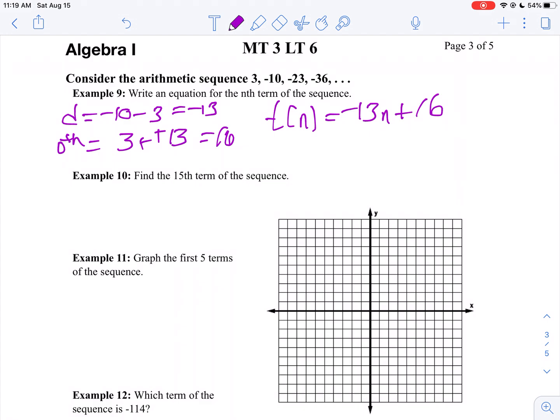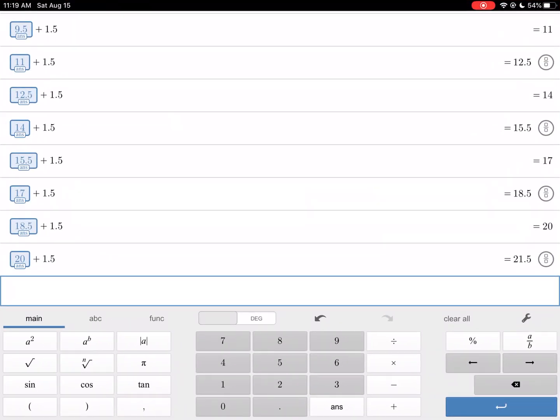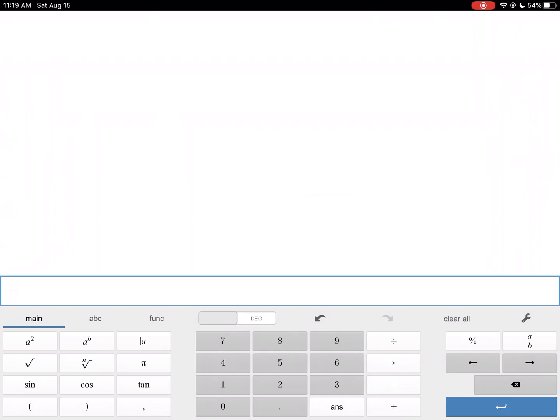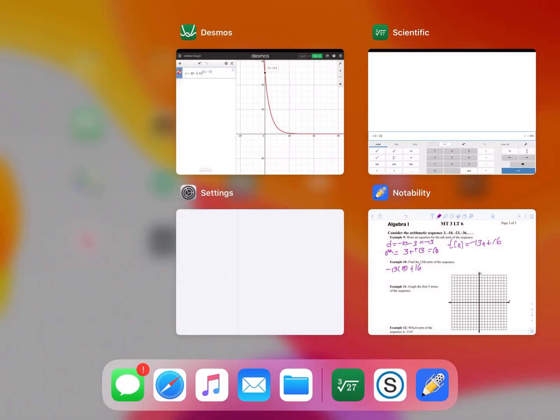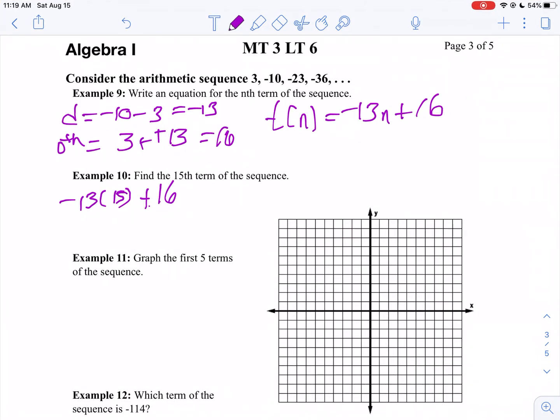Now I want to find the 15th term in this sequence, so I'm going to take negative 13 times 15, and I'll add 16 on. I'm going to replace n with 15, in other words. I think I'll use my calculator for this. So I'll take negative 13 times 15, plus 16. And negative 179. So the 15th term, t of 15, equals negative 179.